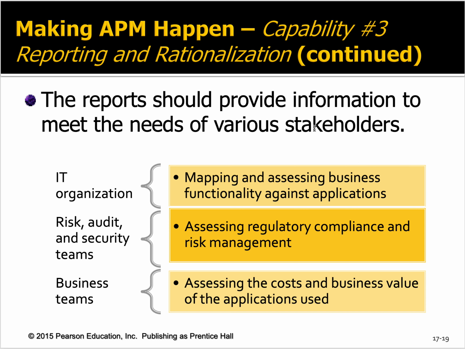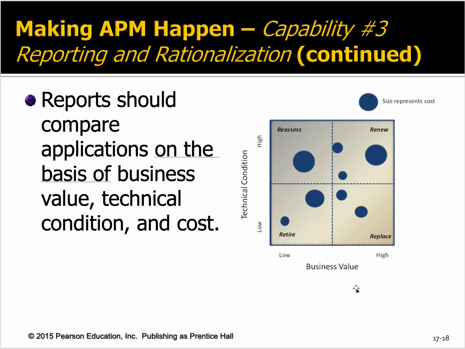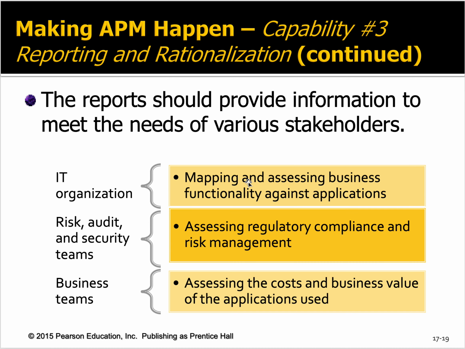The reports should provide information to meet the needs of various stakeholders. What are the stakeholders? Well, the IT org. And you have the risk, audit and security teams, which is basically, let's say, finance, that controls purse strings and looks at those kinds of risks. Obviously, audit. And then, of course, the business teams, because the business teams assess business value. The IT teams assess technical condition. So you need them both. And then, of course, you can't do any of these things where spending large amounts of money is involved without having finance involved.